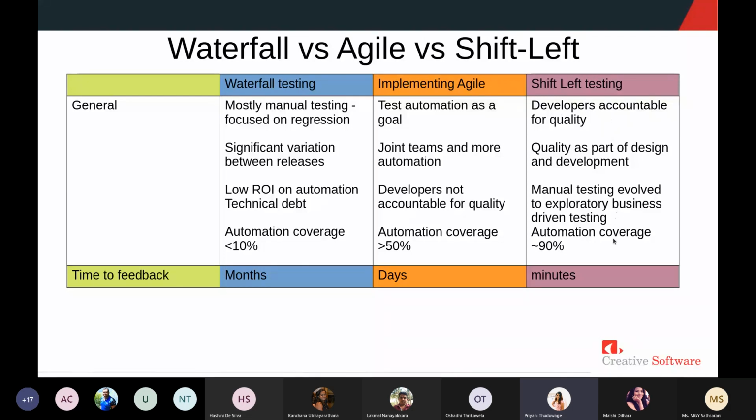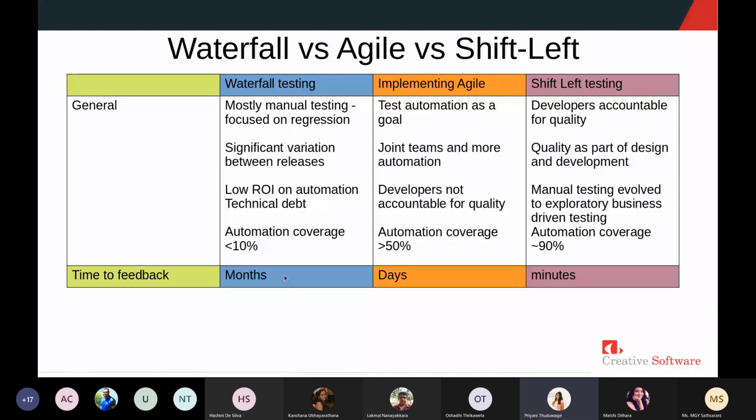And when we consider automation coverage, in shift left testing they focus on around 90% automation, and when implementing agile, they normally cover around 50%. But unfortunately, in waterfall testing, they cannot exceed around 10% automation coverage.